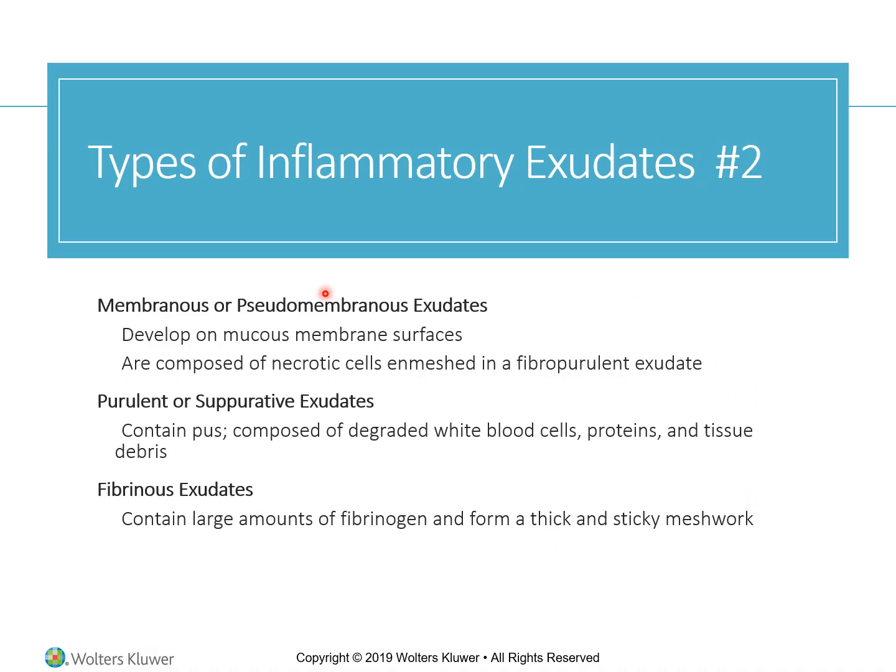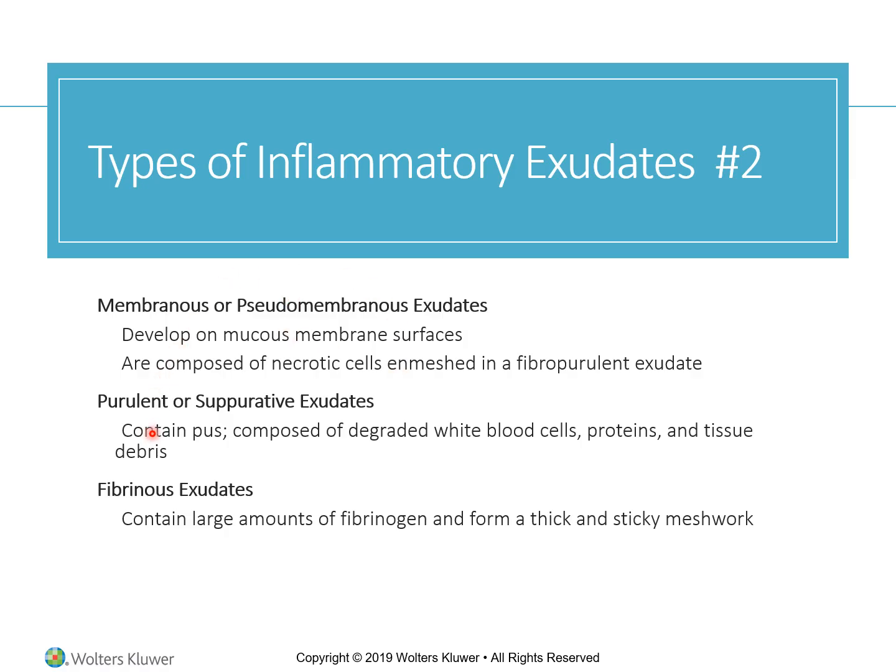Other exudates we have are membranous or pseudomembranous exudates. These are exudates that we see on mucous membrane surfaces, so things like in the nose, in the mouth, in the lungs. These are usually necrotic cells that are enmeshed or caught up in what we call fibropurulent exudate. But these are seen at very specific tissue types.